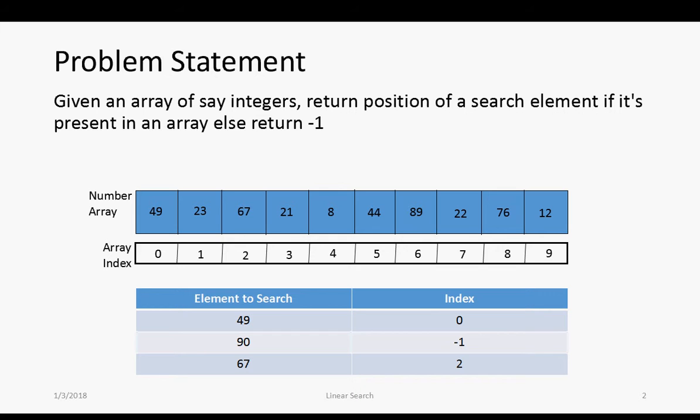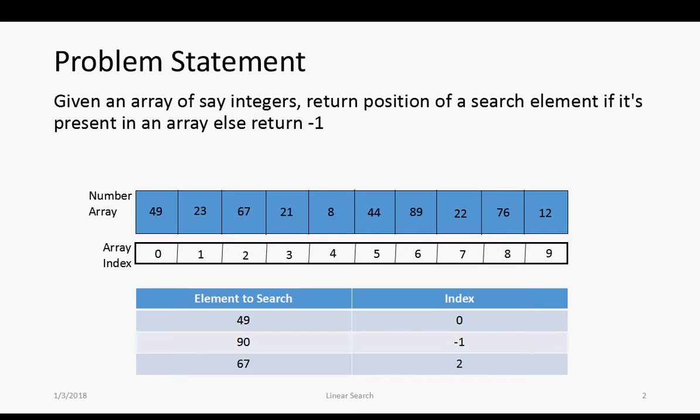As can be seen, you are given a number array where the array holds elements of type integer: 49, 23, 67, and at the end you have 12. Remember that the array index starts from 0, hence at the 0th location you have element 49, and at the 9th location you have element 12. Now let's look at how this linear search works.